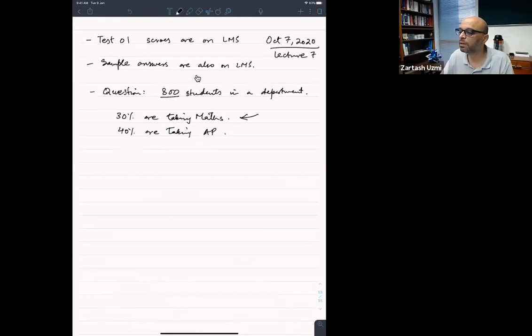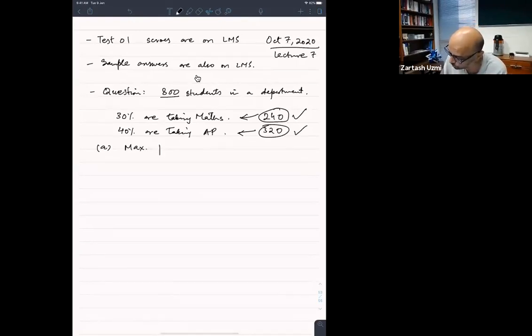30% of 800 is 240, and 40% of 800 is 320. So 240 is the number of students enrolled in the maths class, and 320 is the number of students enrolled in the applied probability class. Now, there were two questions. One question was, what is the max possible number? By the way, we don't know which students are taking the math class and which are taking the applied probability class.